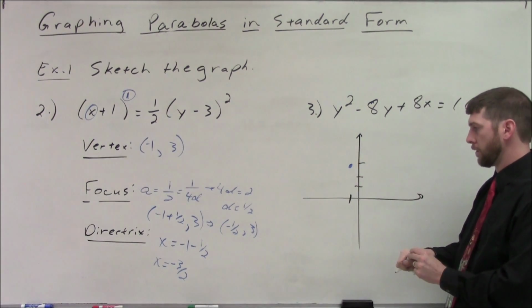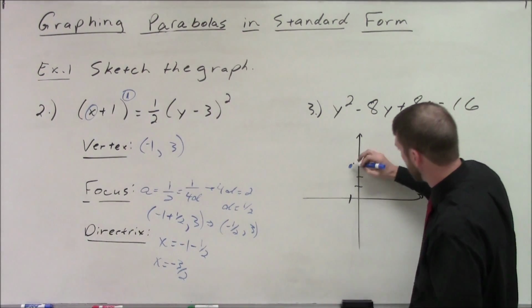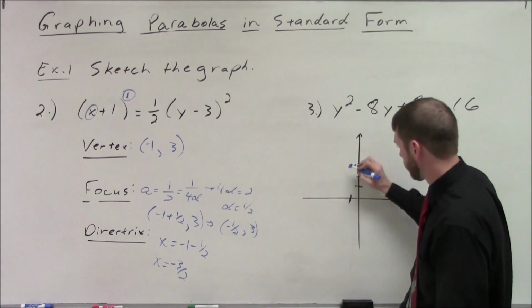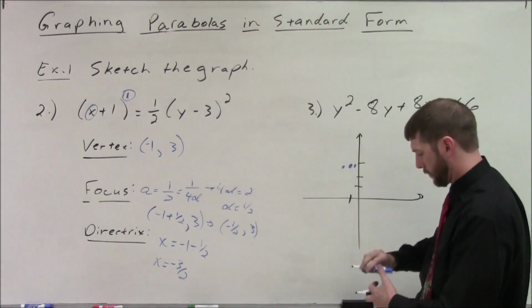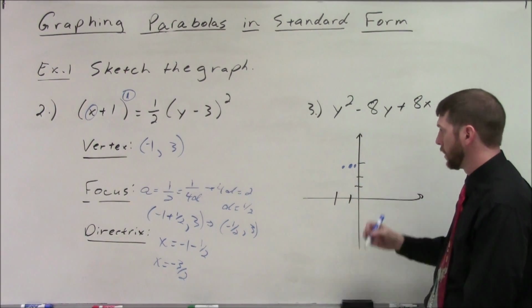The focus is going to be at -1/2, 3, which would be just inside of it. And the directrix is at -3/2, 3. So it's all kind of squished in there together. And then we just draw it.